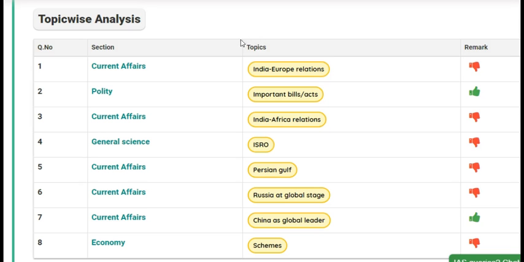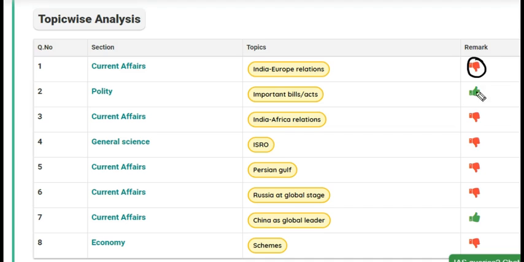After section wise analysis, we will provide topic wise analysis. Here you can see the topics from which we have asked the 8 questions: ISRO, Persian Gulf, Russia, China, various schemes, and India-Africa relations. We have asked prelims questions from these topics, and the sections are mentioned on the left side.